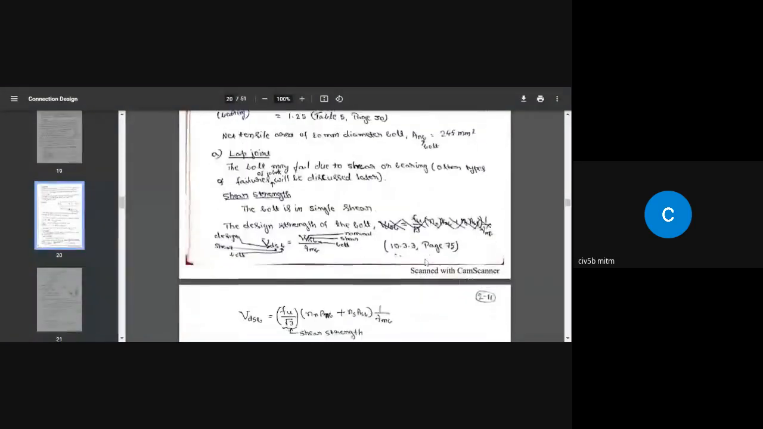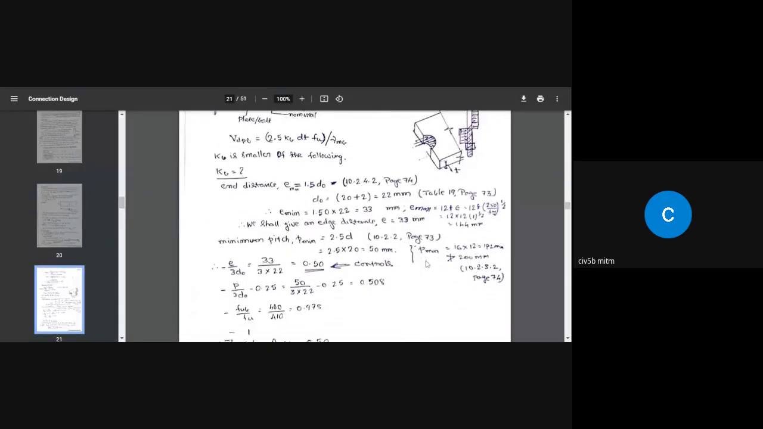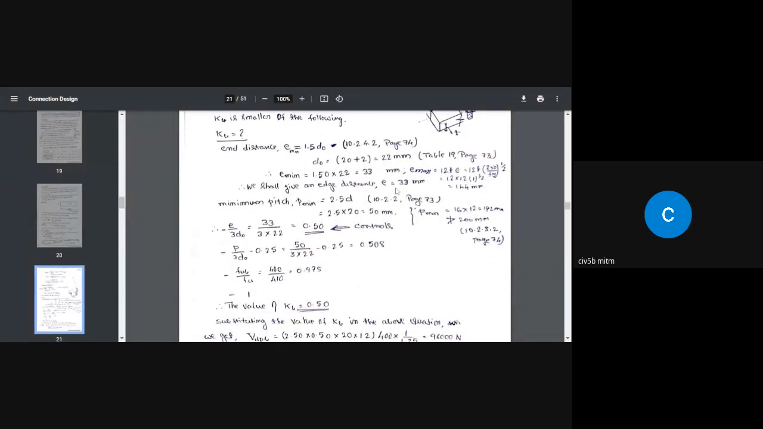So if I come here, we shall give an edge distance equal to 33 millimeter. If you want, you can give 35 millimeter or 40 millimeter, as long as the value is between e minimum and e maximum. That is the end distance.